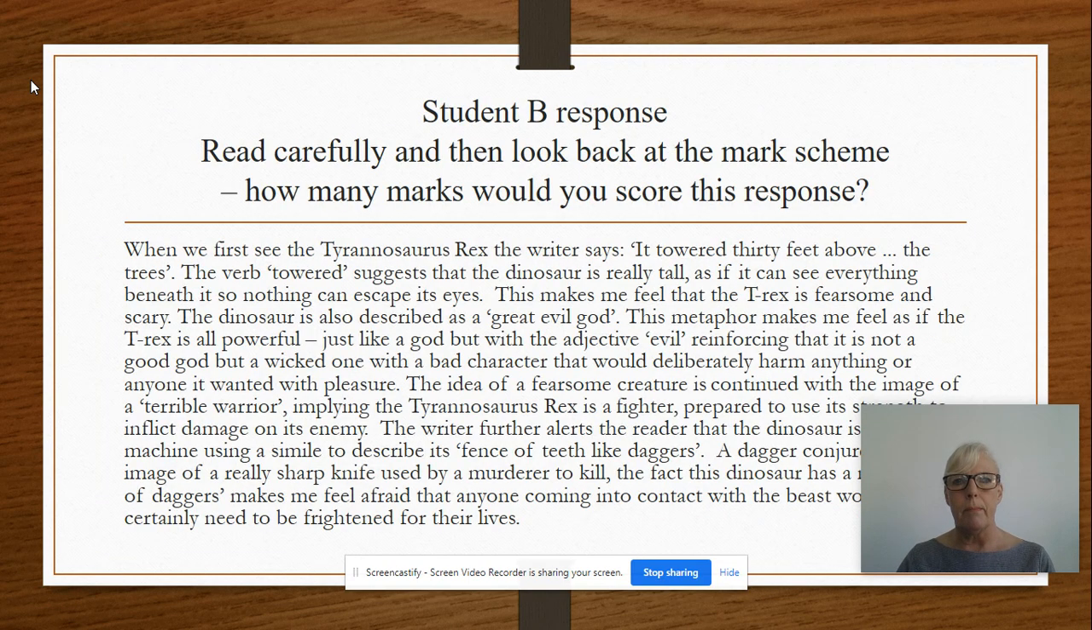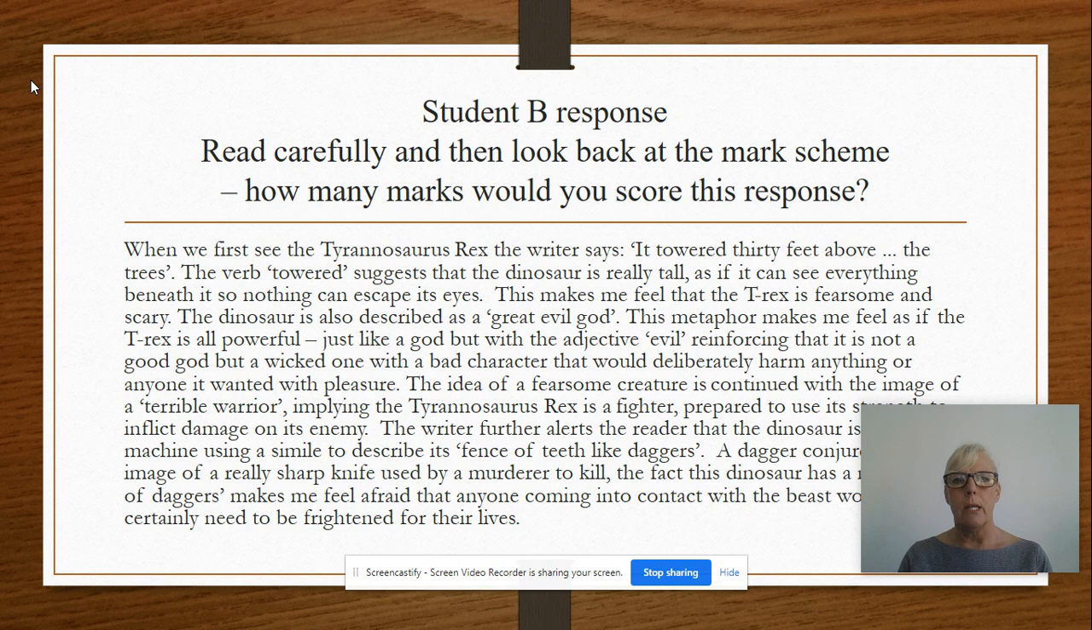So let's have a look at student B then. So, okay, student B response. So I want you to read carefully and then look back at the mark scheme. How many marks would you score this response? When we first see the Tyrannosaurus Rex, the writer says it towered 30 feet above the trees. The verb towered suggests that the dinosaur is really tall, as if it can see everything beneath it, so nothing can escape its eyes. This makes me feel that the T-Rex is fearsome and scary.